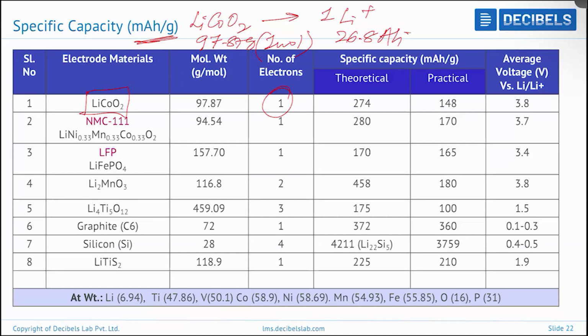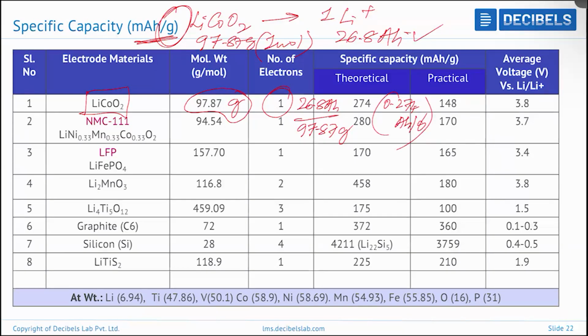That is the theoretical capacity, but the practical capacity is this. For 97.87 gram it can give 26.8 Ah. But you should calculate per gram. So for 1 gram, it is 26.8 Ah divided by 97.87 gram. So this will become 0.274 Ah per gram.